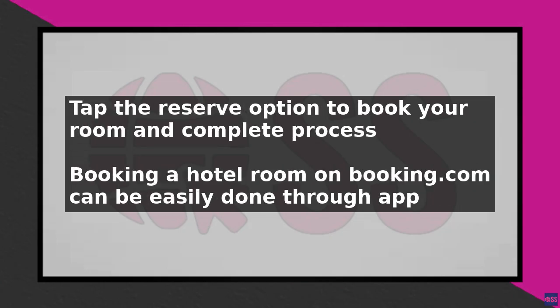Once you have selected your room, tap on the Select option and review the room's information. Finally, tap the Reserve option to book your room. This process is straightforward, and booking a hotel room on Booking.com can be easily done through their app.